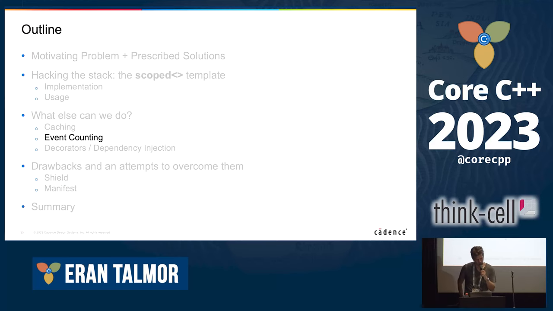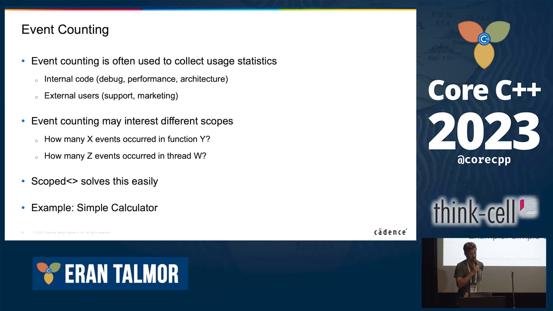Okay, next example, event counting. This is useful for a few use cases. So one is debugging. You have a library that has many operations and you want to see how many times an operation is happening within some scope, either for debug or performance. And also, maybe you want to see how many times a user test is using your API. So think of a histogram of your APIs. This could even support marketing. So questions like, how many times did an event of type X happen within scope Y or within some computation?